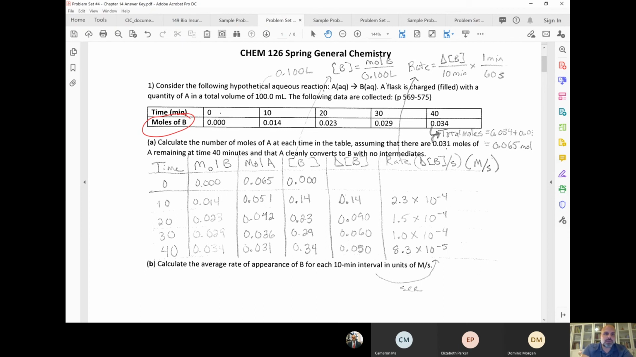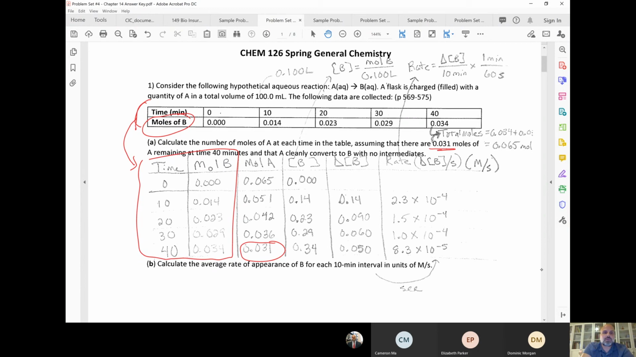So all I did in the first part of the answer key is take this portion here, which is literally just the table up above, transposed sideways to make it easier. You could have easily kept it left to right. Now, what I told you in the problem was that at time 40 minutes, you have 0.031.